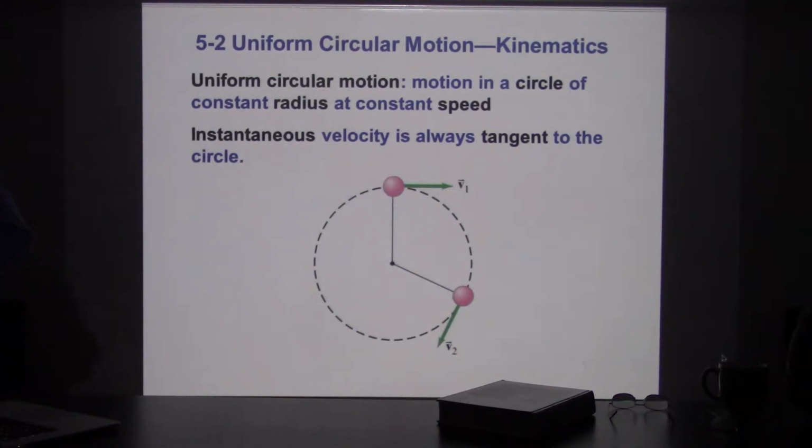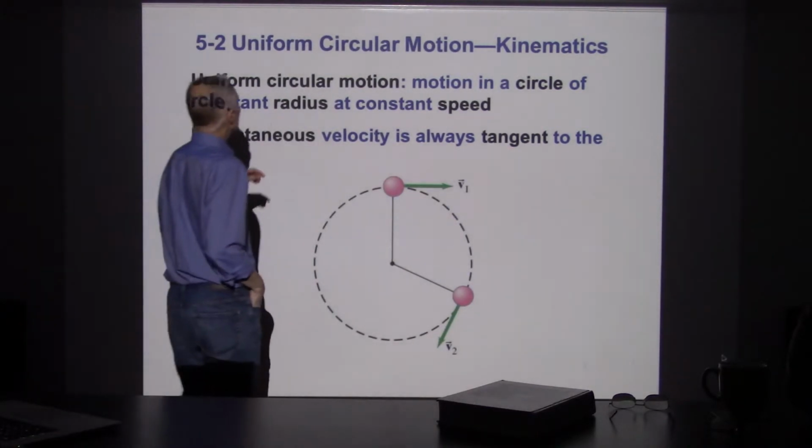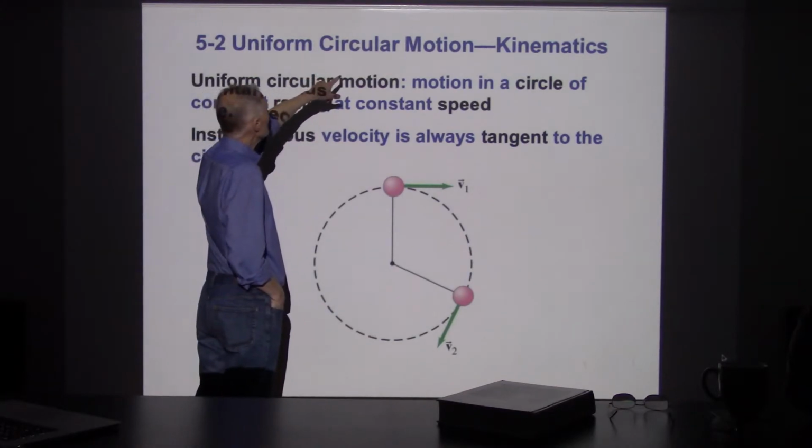Okay, we have been looking at frictional forces, both static and kinetic. We are ready to move on to kind of a different topic. This is going to feel pretty different. We're going to be looking at circular motion.